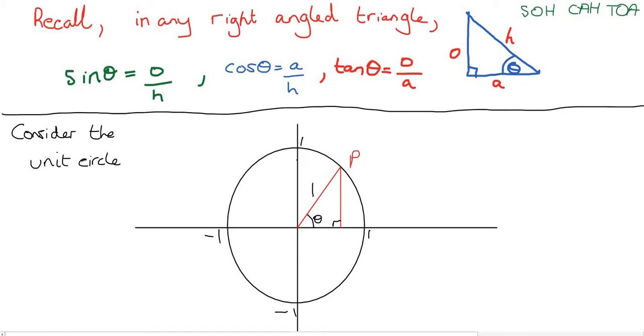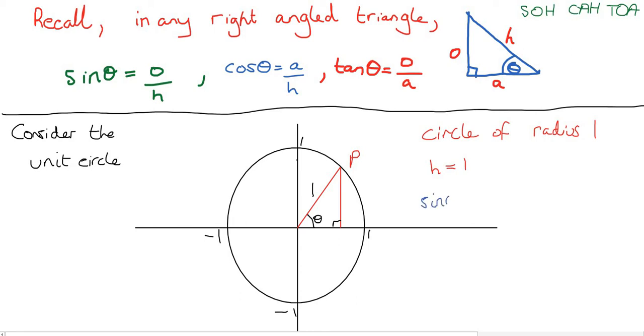Right, so what do we have? It's a circle of radius 1, so that's what unit circle means. And we've put a right angle triangle inside it. So the hypotenuse is 1. So h is 1, that's the hypotenuse, because it's just the radius and it touches the edge of the circle. And now let's have a look at what sine theta, cosine theta and tangent theta are.